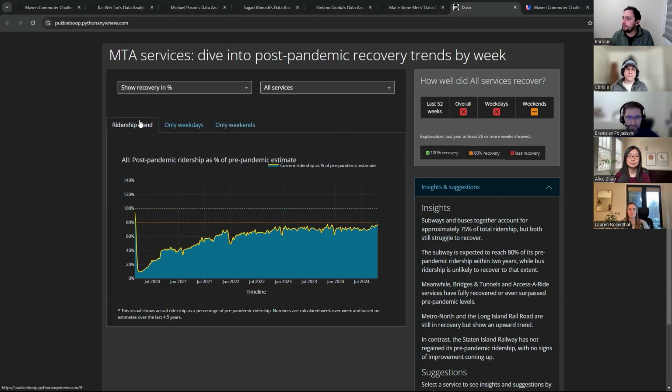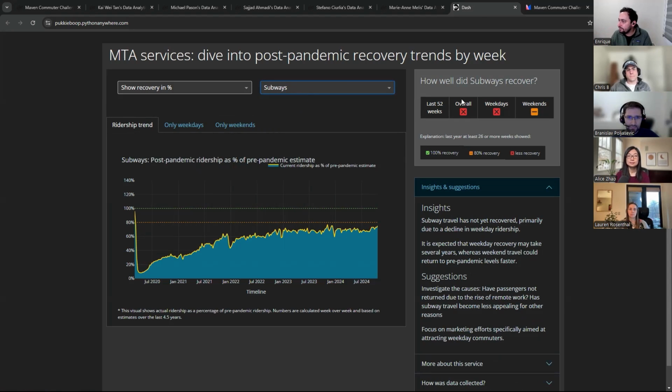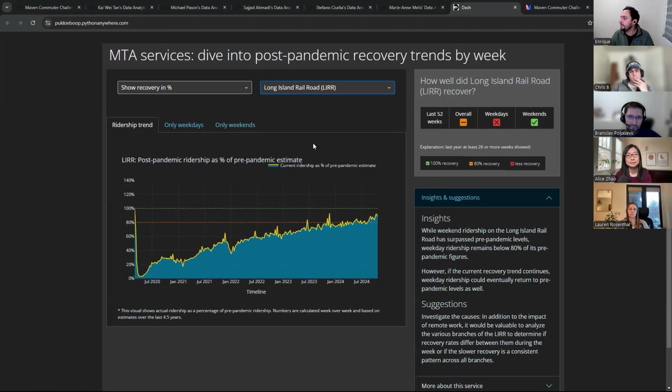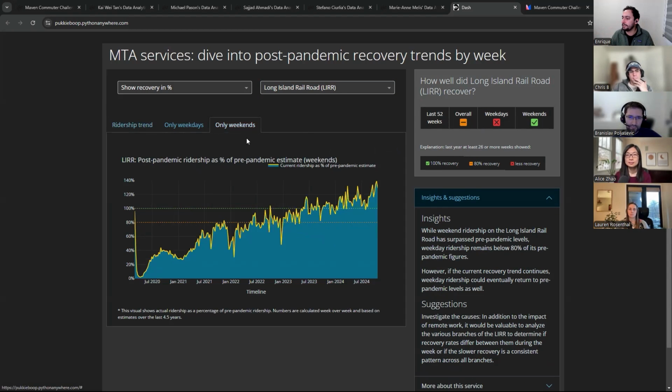The other thing that you can do here is just filter services. So right now we have all of them. Let's say we go to subways. And again, as we do that, these will all update. So maybe we want to go to weekends here as well. Keep clicking. Buses, all red. Long Island Rail. All right, so overall we're orange. Weekend we're in green. So let's take a look at that. And now we can see that recovery over here.